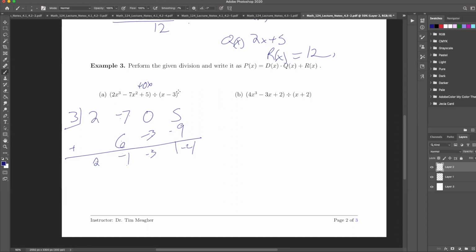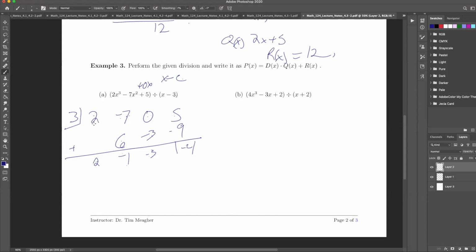So here, I take x minus c. Whatever the minus is, we're going to put that here. So this would be minus 3, so here I put a 3 in this box. I'm going to write my coefficients here: 2, minus 7. There is no coefficient for the x, so I do have to plug in a 0. And then 5, right?